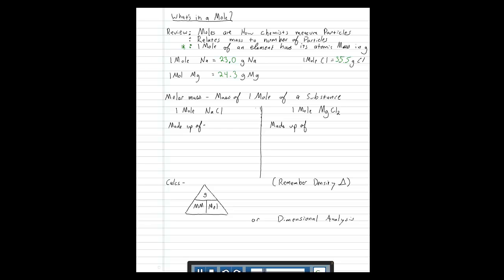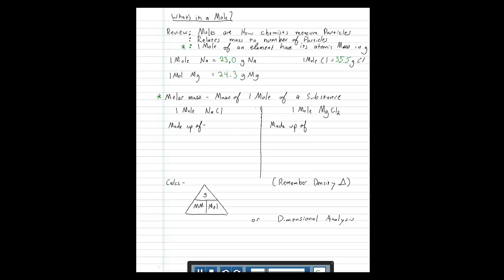So that's all review. We did that last class. What's new today is molar mass. Molar mass is the mass of 1 mole of any substance. And if the substance is an element, it's easy because we just did some of those. But what if our substance is a compound?